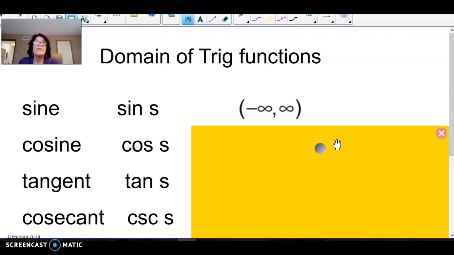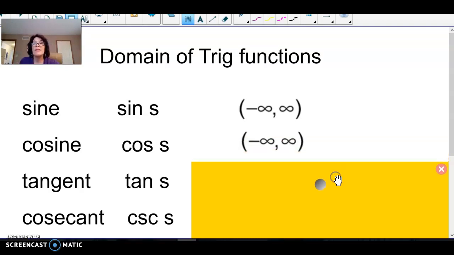Anything's possible with sine. You can take the sine of anything. Okay, all reals. Cosine, all reals. Love sine and cosine. And that's how you say this. You don't say cos, you say cosine.